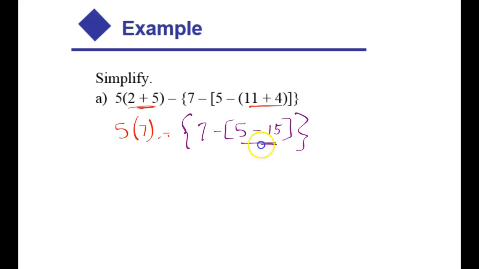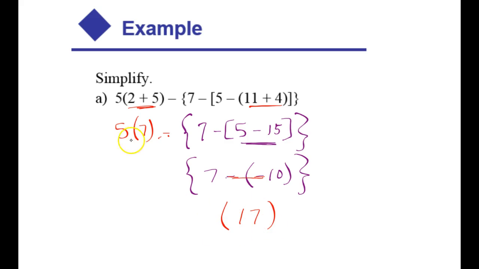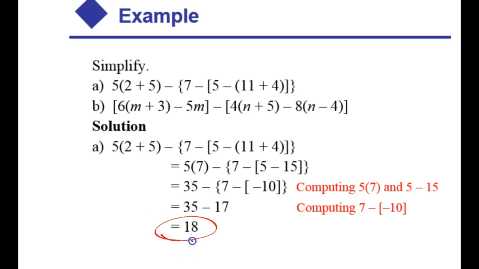So now I'm going to take care of the innermost parentheses. So I'm going to keep the 7. 5 take away 15 is negative 10. And the reason why I put that in parentheses is because, again, I see a double negative here. So this minus a negative makes this a positive for a whopping 17 in here. Over here, I bring down the 7 times the 5, which is 35. And 35 take away 17 is 18. And the author got the same.